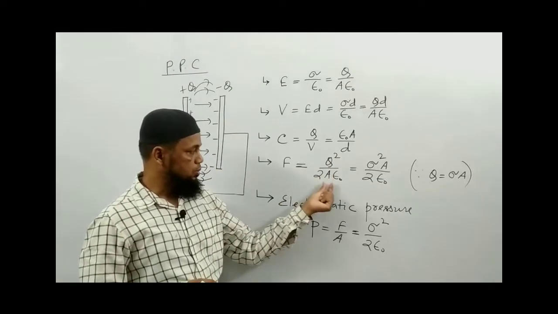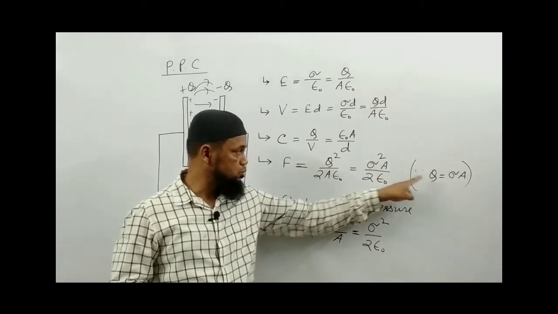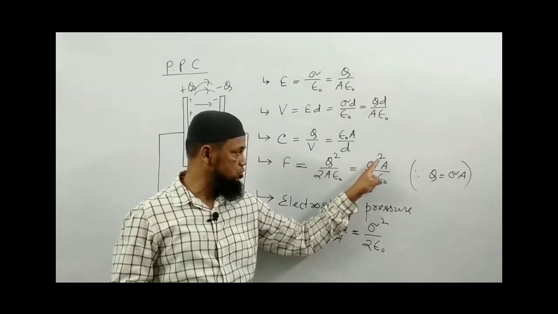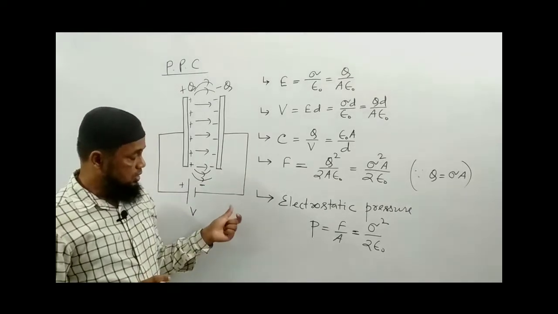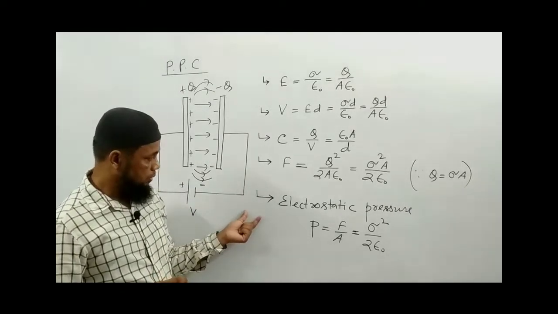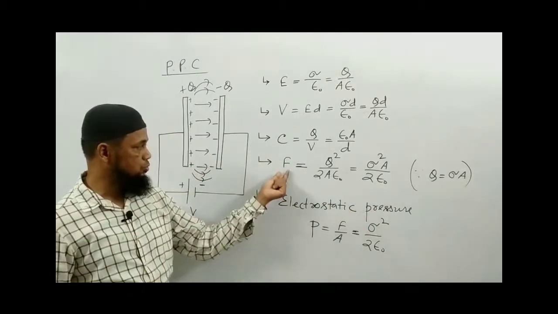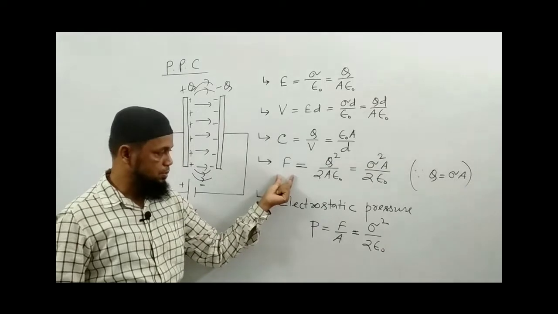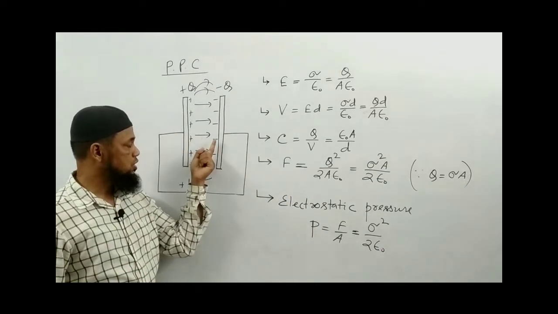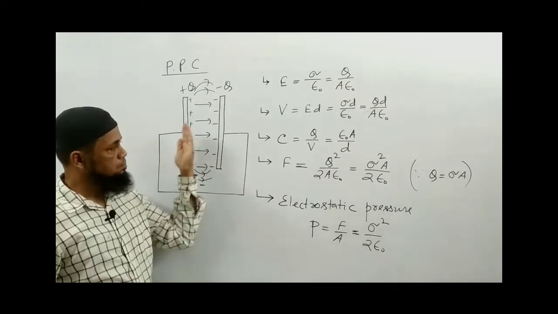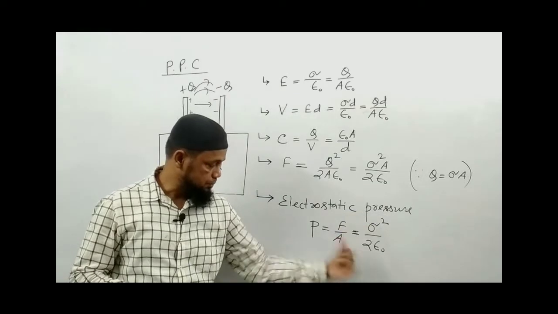So the force is Q square divided by twice epsilon naught, and we can write it like this also, because Q can be replaced by sigma A. So sigma square A square, one of them will cancel, giving sigma square A by twice epsilon naught. At the end of the last video there was some homework: electrostatic pressure. What is electrostatic pressure? It is nothing but force divided by area. One plate is exerting a force on the other plate, and how much force it exerts per unit area of the other is called the electrostatic pressure.